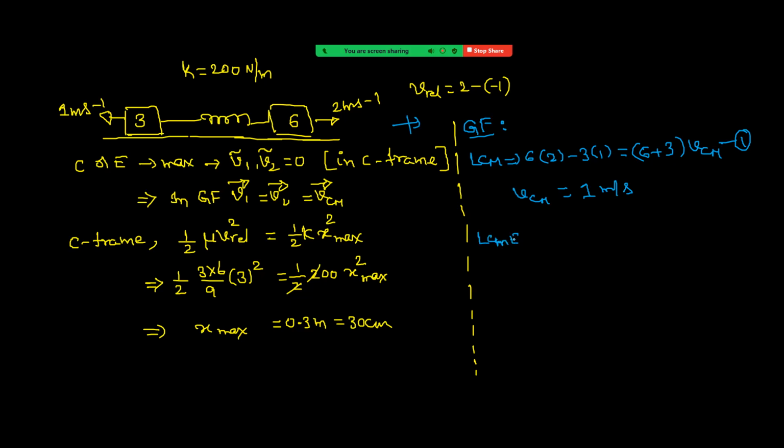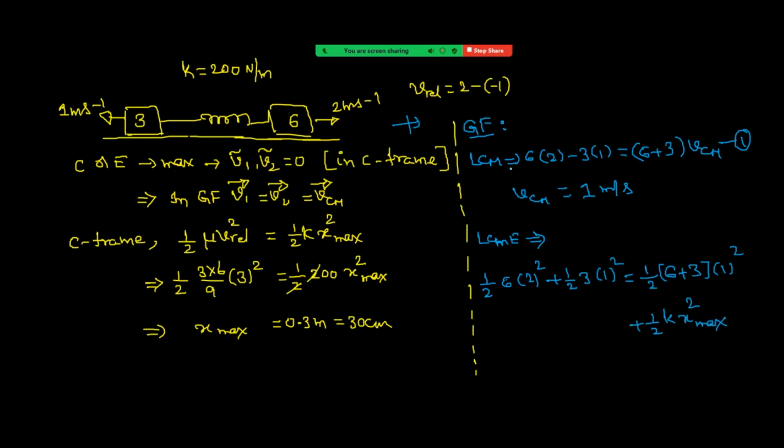Law of conservation of mechanical energy. Initially, kinetic energy for both: half m v square for the 6 kg block plus half m v square for the 3 kg block. Initially, no potential energy. Finally, both having the same speed, so I'm taking 6 plus 3 total mass into VCM square. It is 1 square, plus half K x square, x maximum.